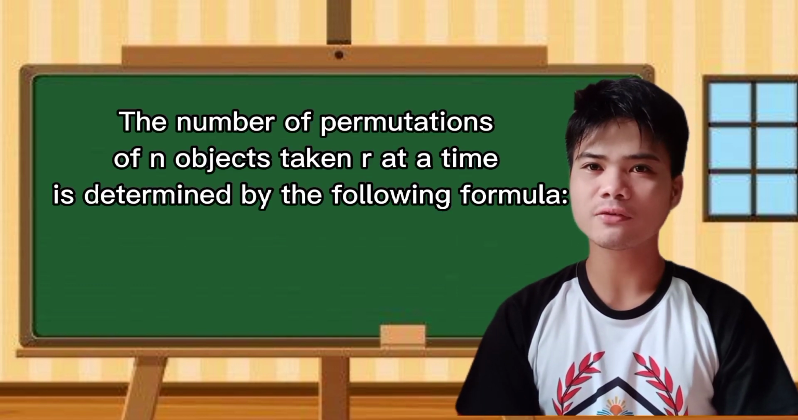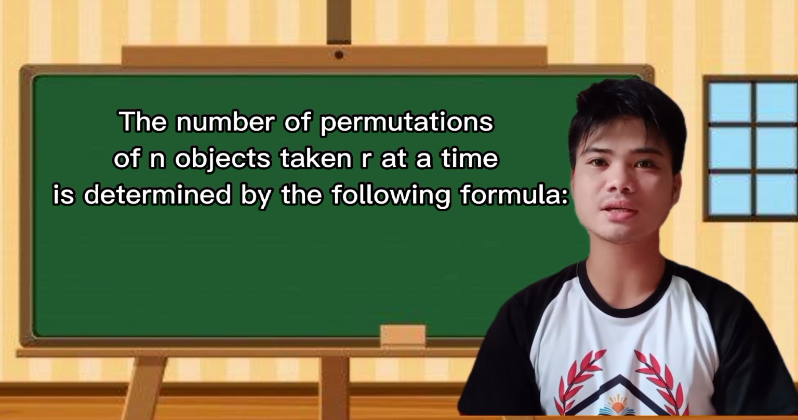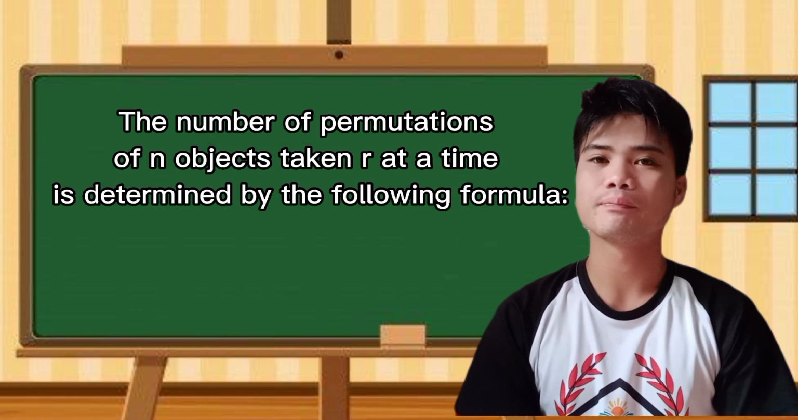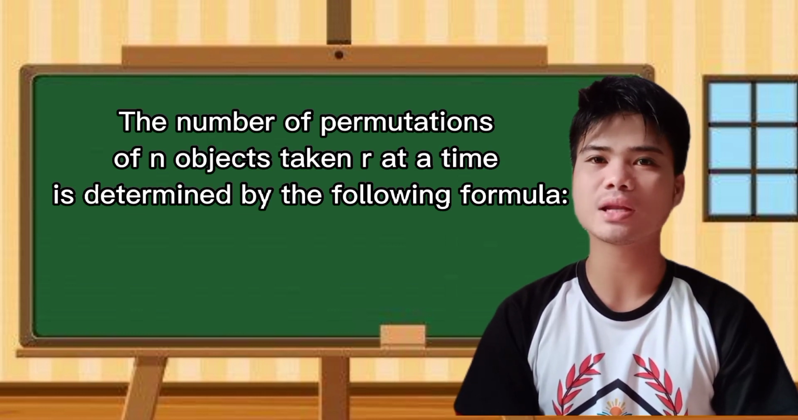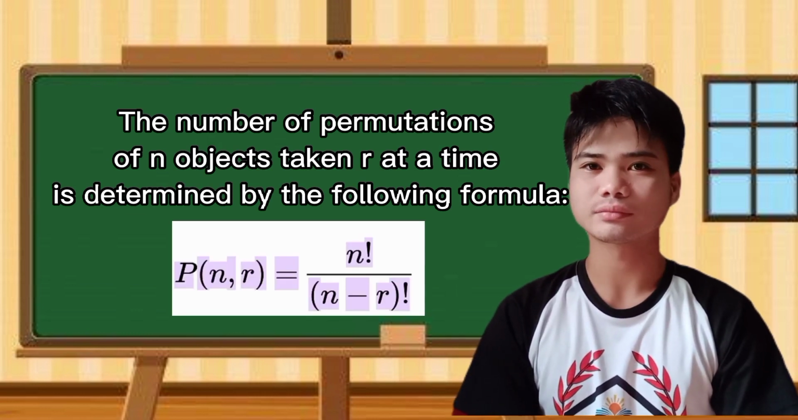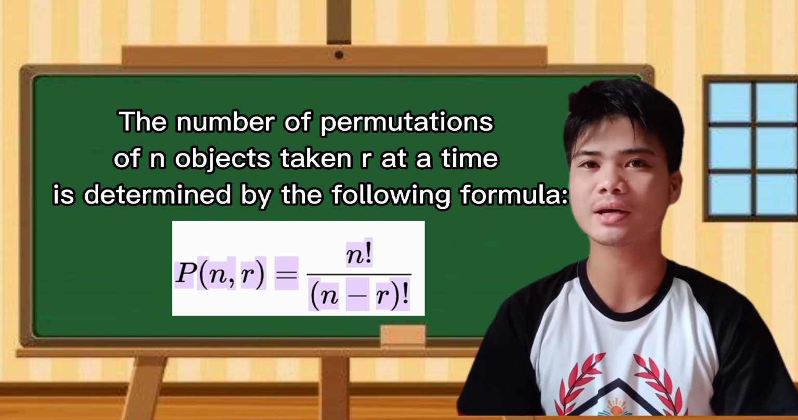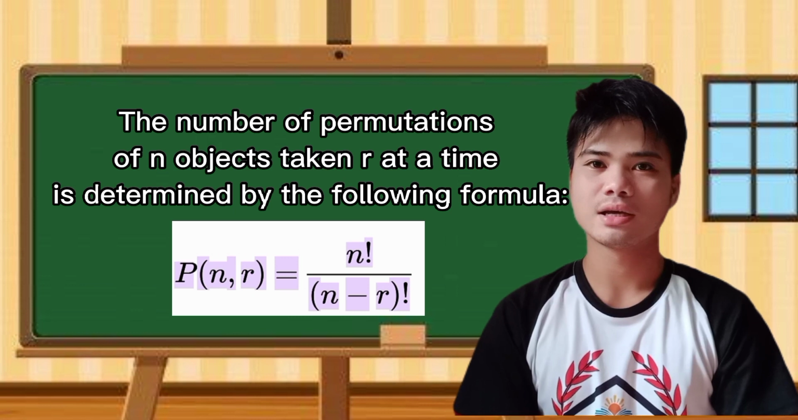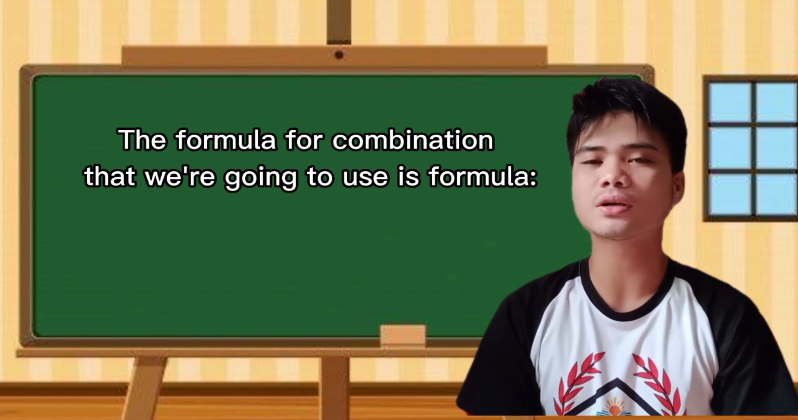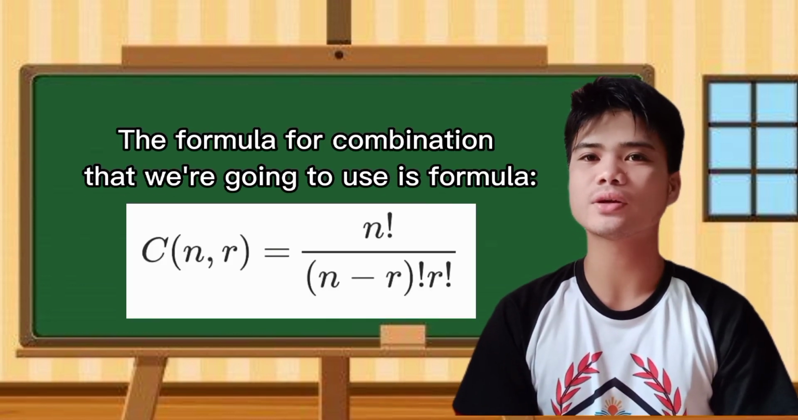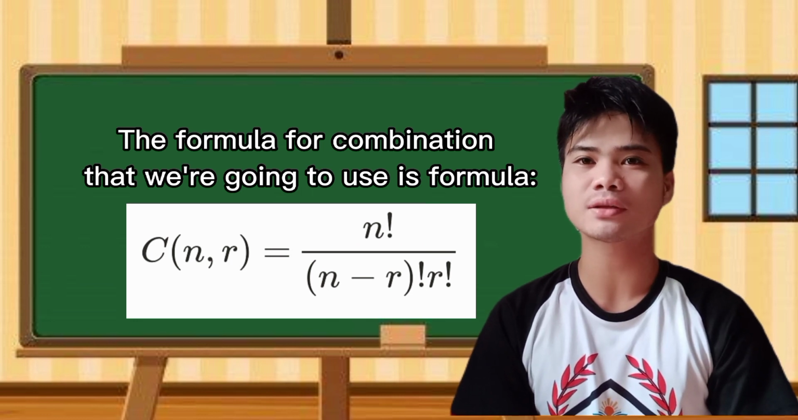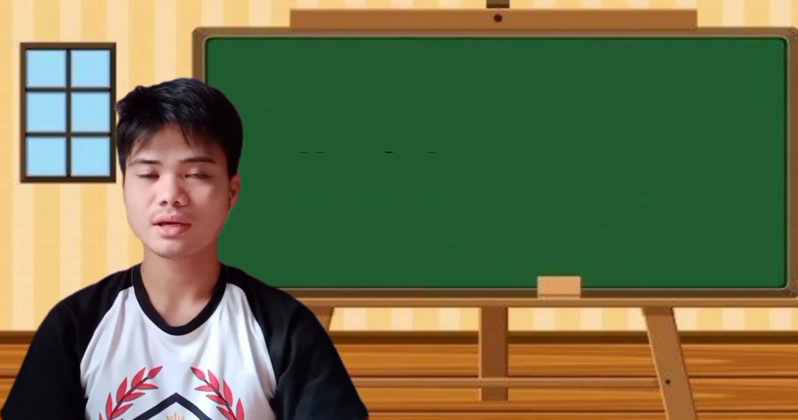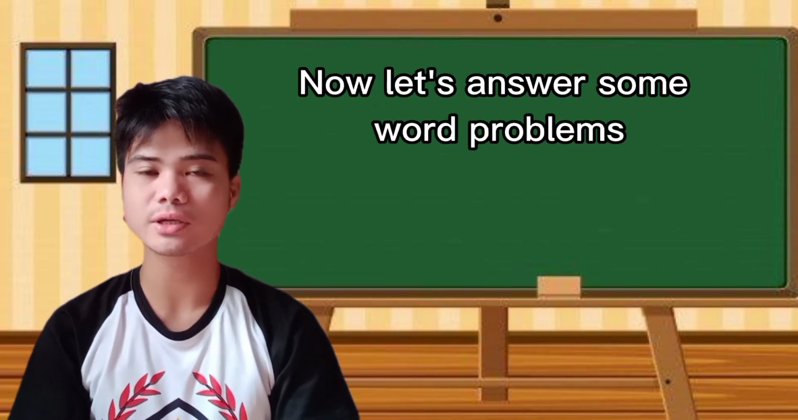So, the number of permutations of n objects taken r at a time is determined by the following formula. Take note that this is the formula for permutations: n factorial divided by n minus r factorial. And this is the formula for combination: n factorial divided by n minus r factorial times r factorial. And now, let's answer some word problems.